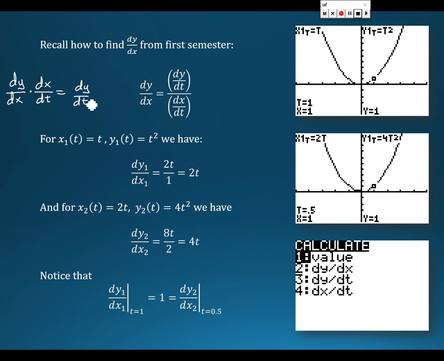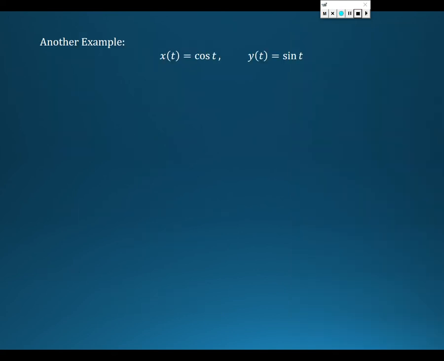Aren't they both equal to 2? They're both equal to 2. They're both equal to 2, is what I meant.